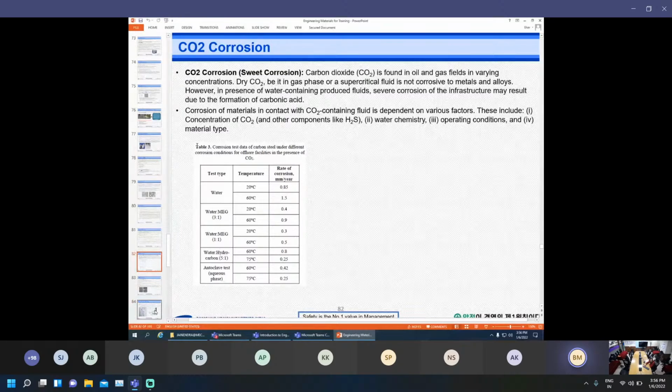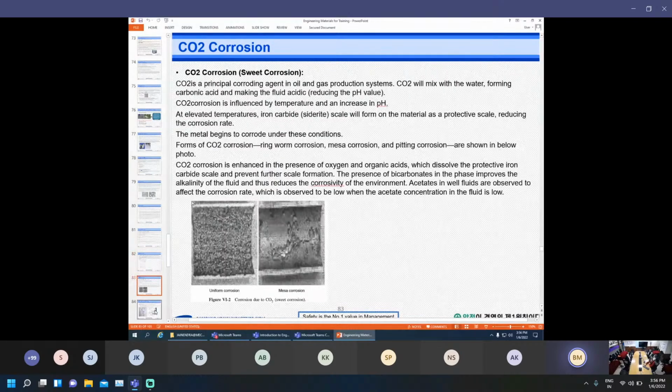Now CO2 corrosion. CO2 means carbon dioxide, which is commonly found in the oil and gas field. So it is sweet corrosion and it corrodes the material very fast. How is it doing it? It is a concentration of CO2 and like H2S. It is causing oxidation of the material. So you just see here the uniform corrosion and mesa corrosion. Okay, mesa corrosion is the same way as CO2 corrosion. It is sometimes called mesa or ringworm corrosion. So basically, CO2 corrosion propagates if the presence of oxygen or organic acid is more.